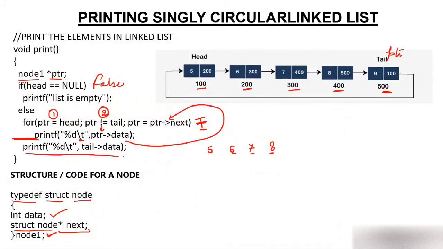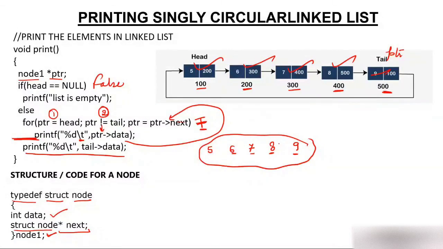And at last what I'm seeing, that there is one node which is still remaining, for which I have not printed the data, which is tail. So what I'll do, I'll print tail data. What is tail data? 9. So I'll print 9. Fine. So finally all the elements, which is 5, 6, 7, 8 and 9 got printed. So you can see that finally all get printed.